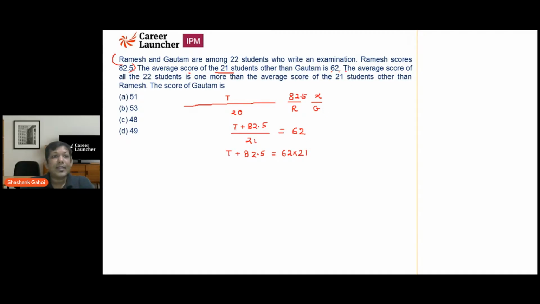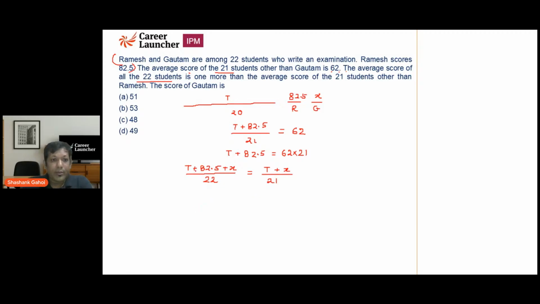Now, what does it say? The average score of all 22 students is T plus 82.5 plus X, divided by 22. That is 1 more than the average of the 21 students other than Ramesh. If I remove Ramesh, then the total becomes this, divided by 22. Now my job is to solve the equation and get the answer.